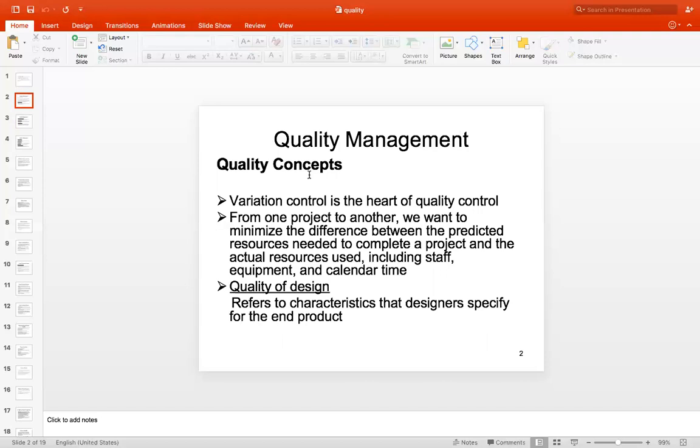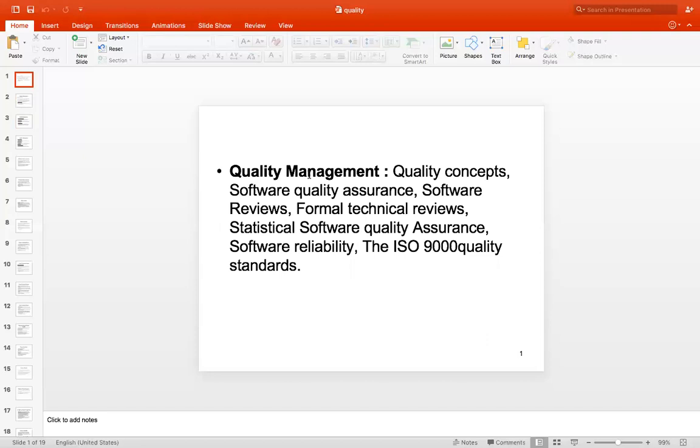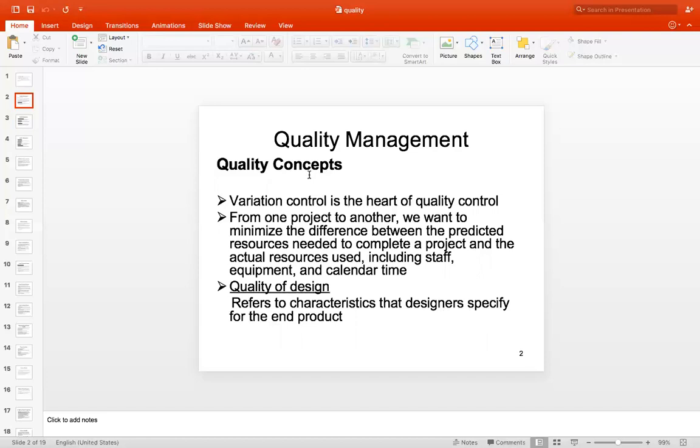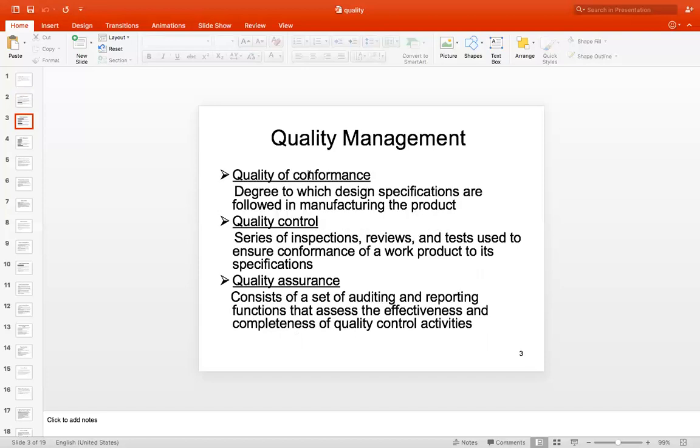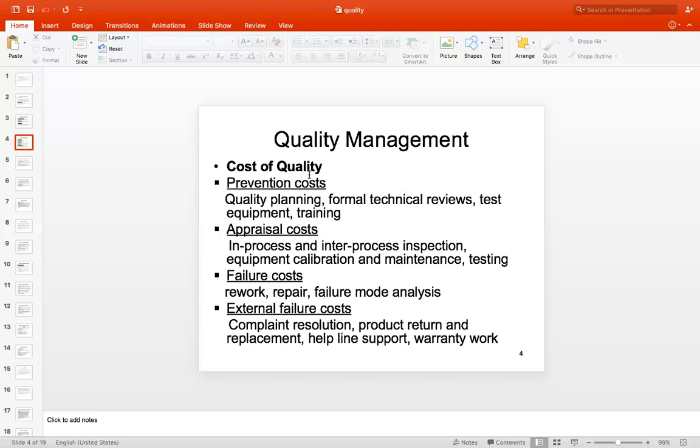So what all did we learn today? Software quality concepts. We learned about quality concepts and software quality assurance. So what are the quality concepts we have? Quality of design, quality of conformance, quality control, quality assurance, cost of quality. And under cost of quality, we have prevention cost, appraisal cost, internal failure cost, and external failure cost. Okay, these things come under quality concepts.